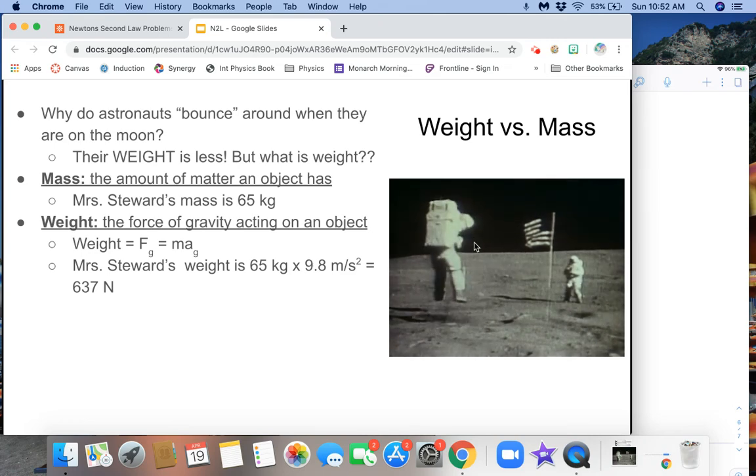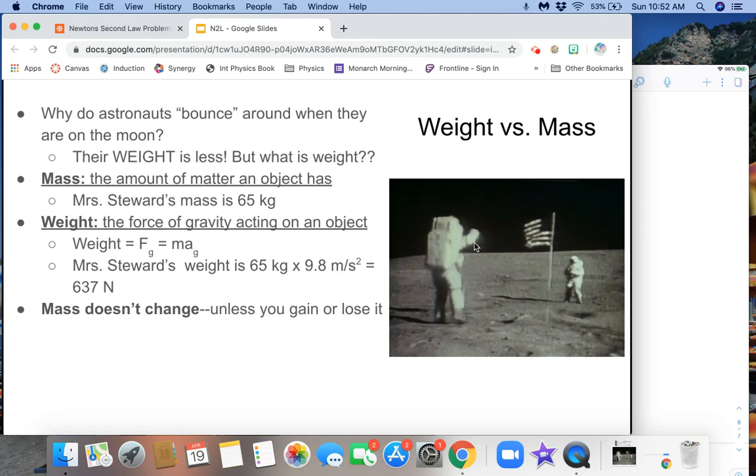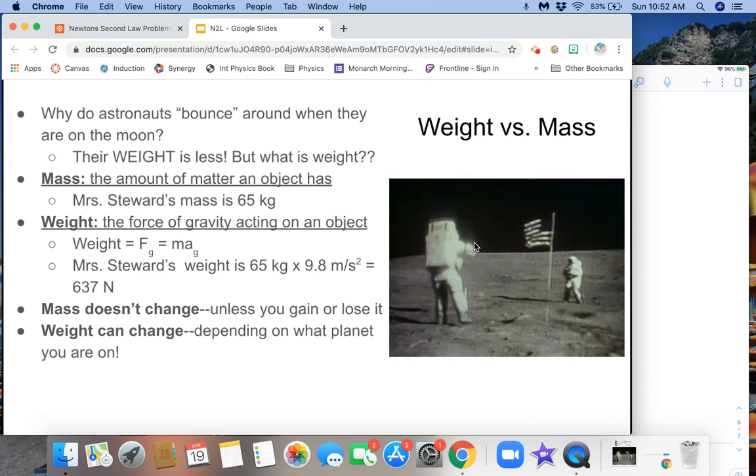Their mass is not less, their weight is less. All right, so mass doesn't change unless you gain a bunch of mass by eating a bunch of hamburgers, or you lose a bunch of mass by working out a ton. And weight can change depending on what planet you're on. So our weight is not going to change on Earth if we're staying on Earth, but if you go to the moon, your weight will change.